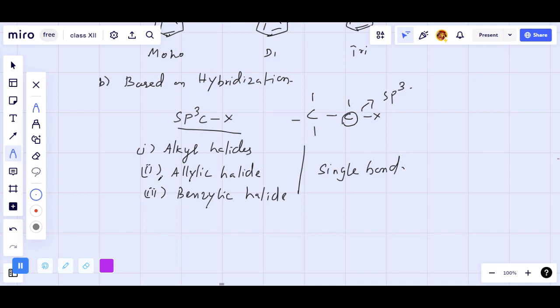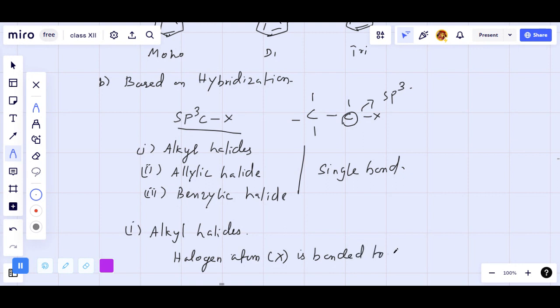First, alkyl halides. In alkyl halides, the halogen atom is bonded to an alkyl group.